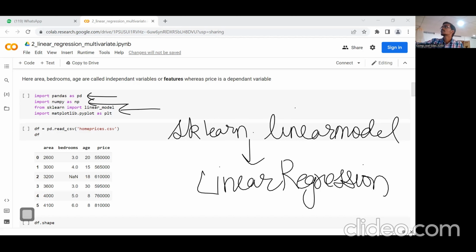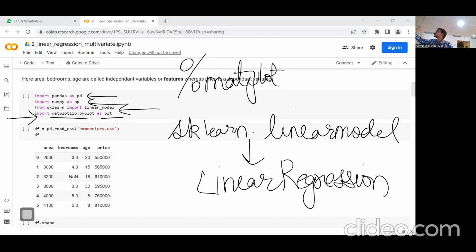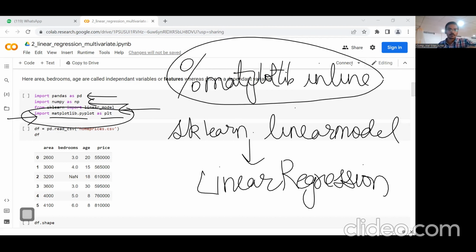And import matplotlib.pyplot as plt. Or instead of writing it as an import statement, we can also write percent matplotlib inline. Instead of writing import for matplotlib.pyplot, we can write percent matplotlib inline as well.